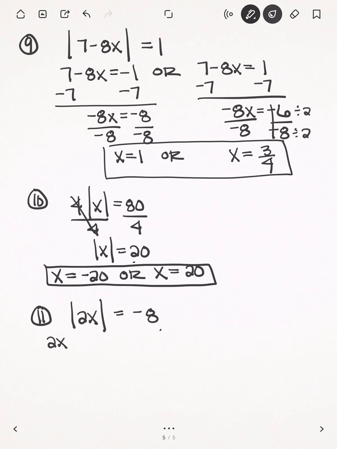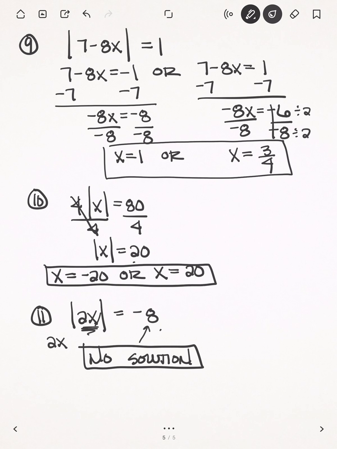So that's a warning sign. That means this absolute value, no matter what's inside here, if you take the absolute value, will you ever get a negative answer? And the answer is no. And so that's why this is no solution. You cannot take the absolute value of anything and get a negative answer.